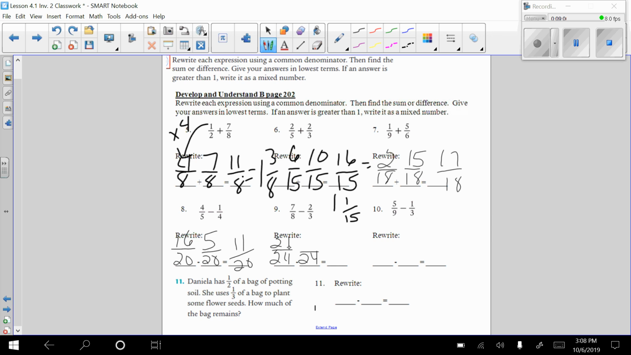What did I do to 3 to get to 24? I multiplied by 8. 8 times 2 is 16. Again, we are subtracting. So 21 minus 16 is 5 over 24.